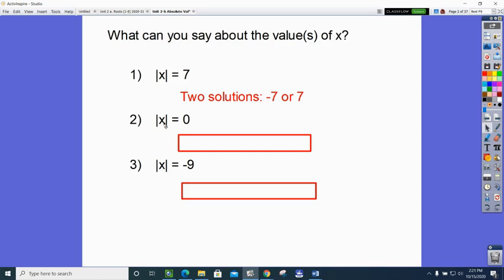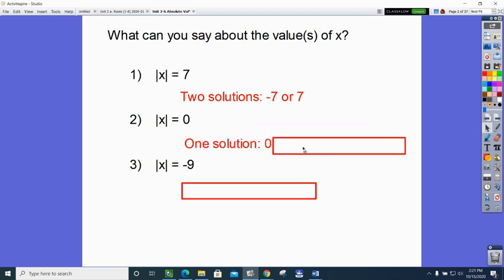Now what happens if the absolute value of x equals 0? What is the value or values that x can take on now? Did you say there's only one? Because 0 isn't positive or negative, x can only be 0 for the absolute value of 0 to equal 0.